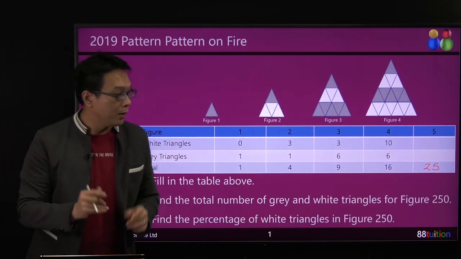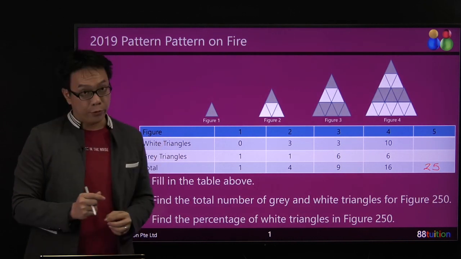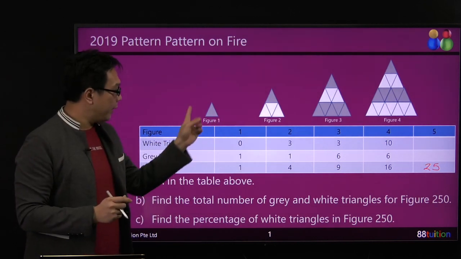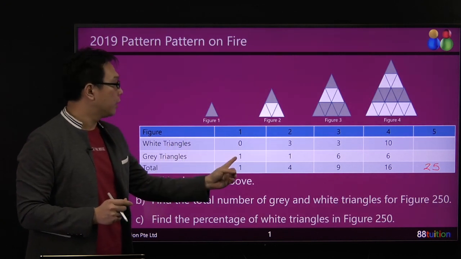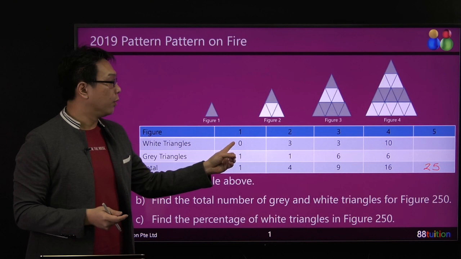Easy. Can? All right, then now we talk about the white triangles and the grey triangles. Okay, let's take a look. Figure 1, there is 1 grey. Oh, okay. So figure 2 got no white, so 0.